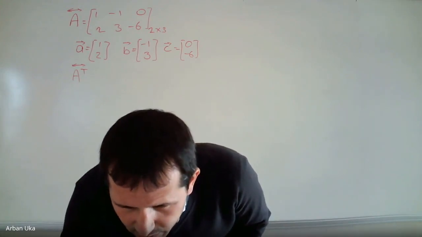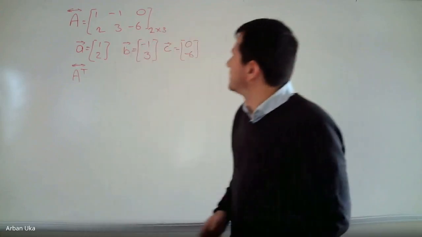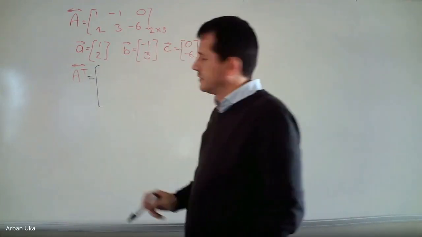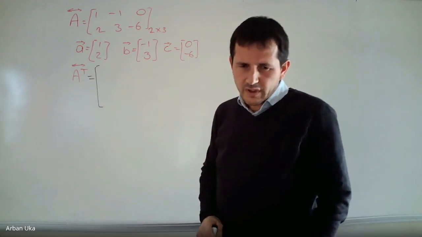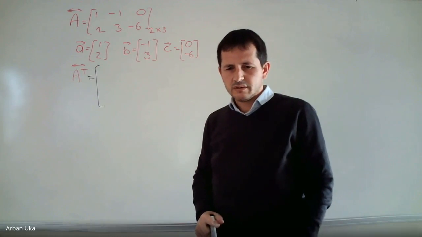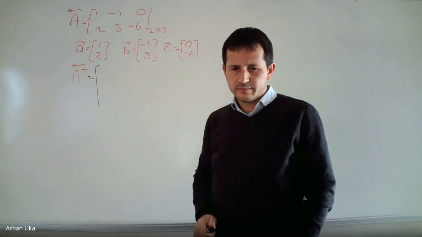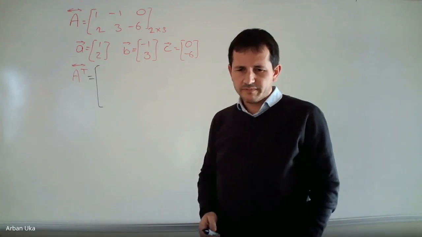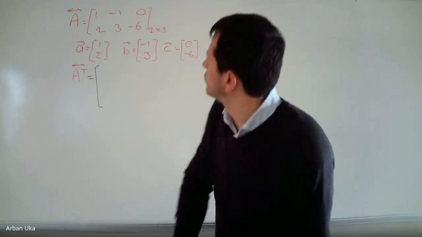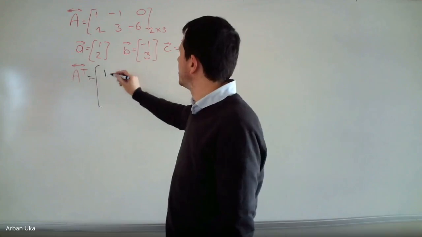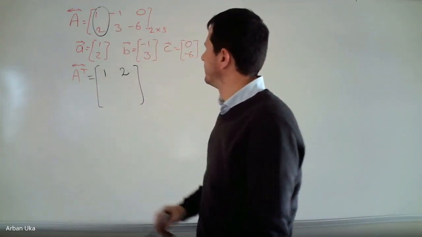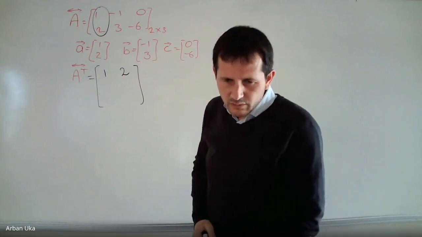That's true, it's 3 by 2, but tell me the numbers. So what should I write here? What is the first column of A transpose? Come on. You can open the microphone. Okay, so 1, 2, this is the first column here. Here it will become the first row. That's true. And what should we write next?